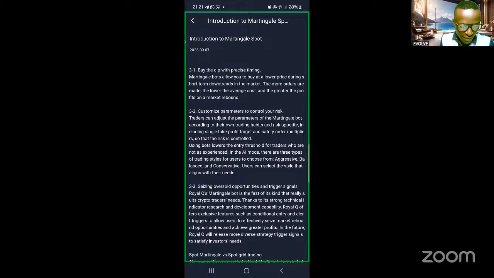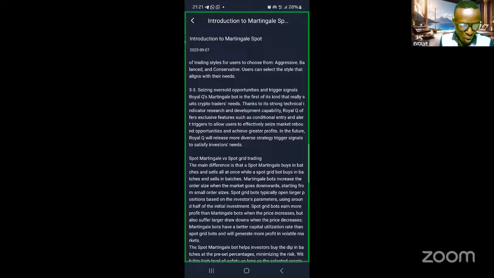There are 3 types of trading styles for users to choose from. There is aggressive, there is balanced, which is they call it what? Steady, and then there is the conservative. I've talked about this one several times. Users can select the style that aligns with their needs.